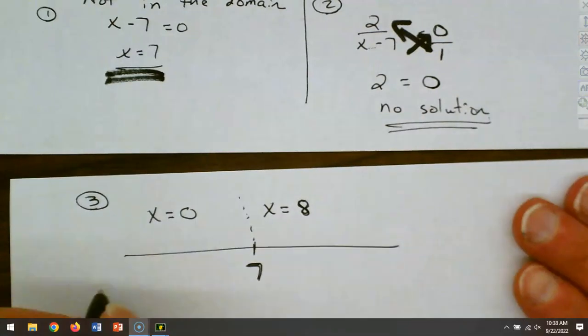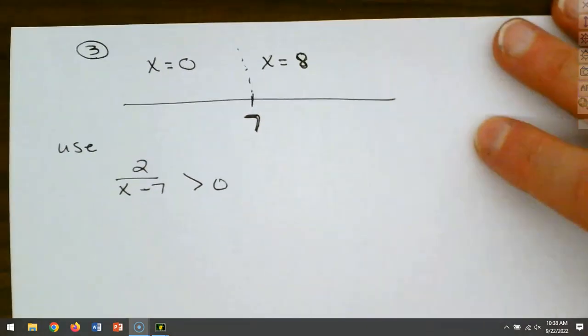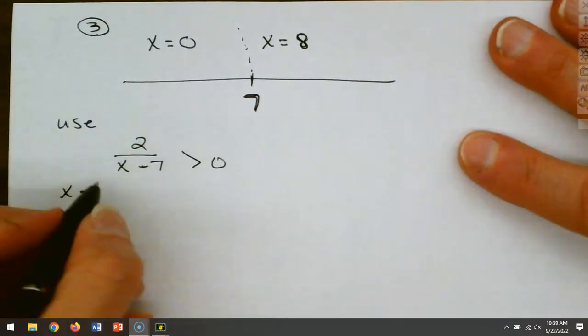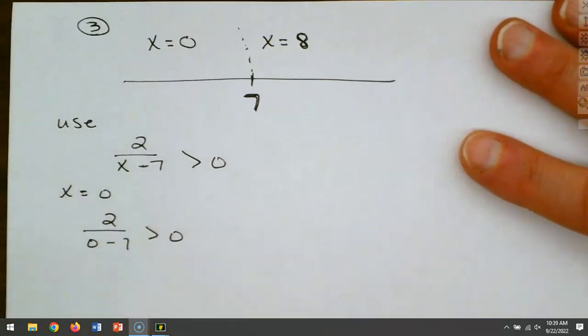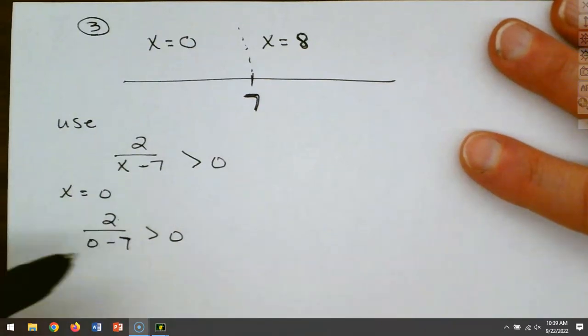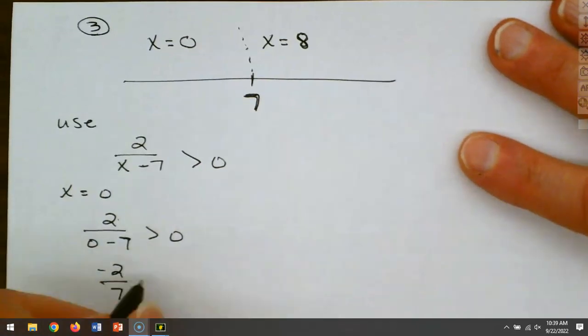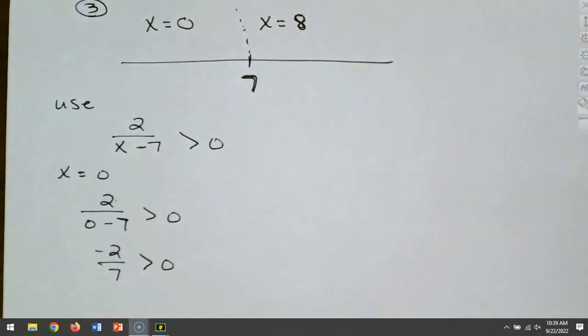Now, what are we going to check them in? We're going to use our original. So this is our original here. This is what we're going to be using. Let's plug in our values and see if it's true or if it's false. Well, 2 divided by negative 7, that's a negative 2, and so is negative 2/7. Is that going to be bigger than 0? Is that true or is that false?